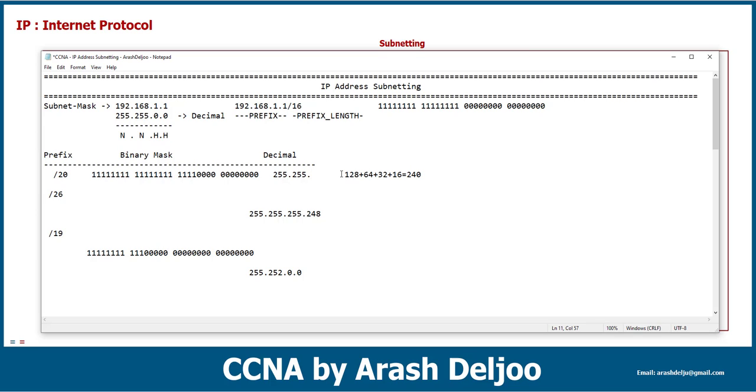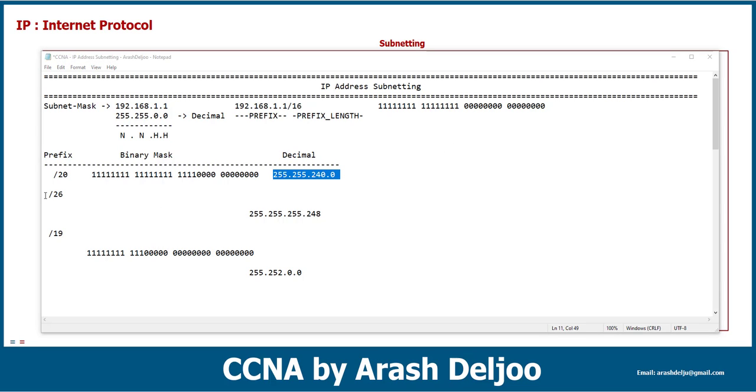Because of that, you can write 255, 255, 240, then 0. This is the decimal value of this subnet mask. Okay, this is the first example. In the first example, as you saw, we had the binary version, and we can, for example, write the prefix version of the subnet mask and also the decimal version of the subnet mask. This is only one practice.